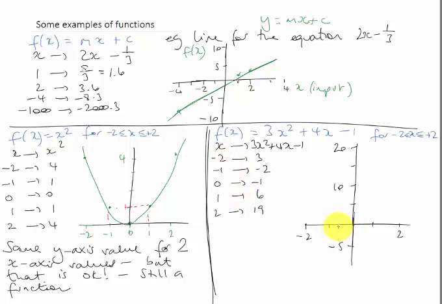Okay, so -2 on the x-axis maps to 3, so that's about here. -1 maps to -2, so that's about here. So I'm just sketching it casually. I'm not trying to get it perfect. 0 maps to -1, about there. 1 maps to 6, that's about there. 2 maps to 19, that's up here. So here we've got a function with a similar shape to it. So you've still got this symmetrical curve with a turning point.